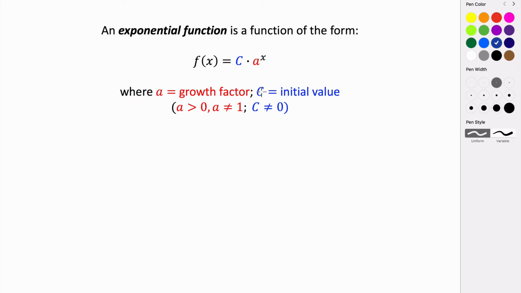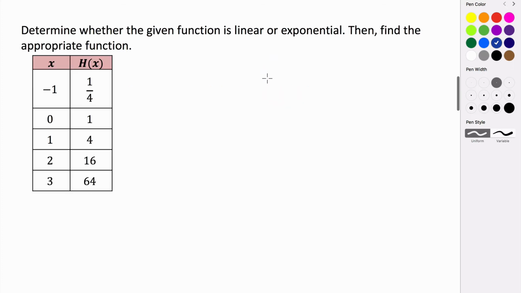So let's take a look at an example of determining whether or not a function is linear or exponential. We want to know, is this function that we're given from this table of values linear or exponential? And then we want to write the equation for the appropriate function. To figure this out, we're going to look at the rate of change. We know that if a function is linear, it has a constant rate of change. And so we want to know if that is the case.